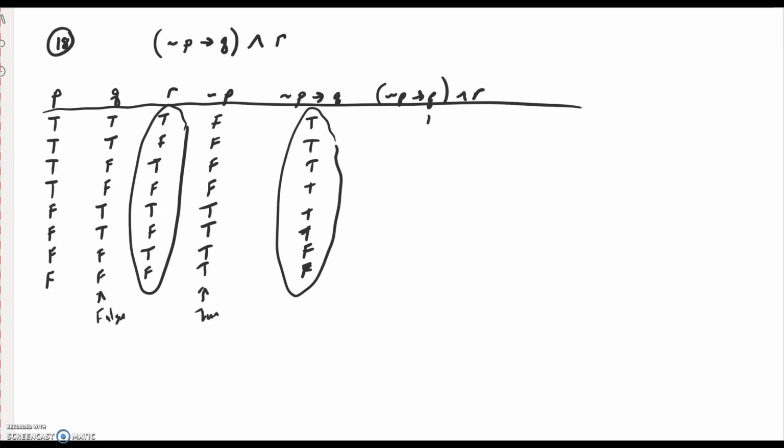We have true, false, true, false, true, false, false, false. The only three that are true are here, here, and here. All others have some fault somewhere.